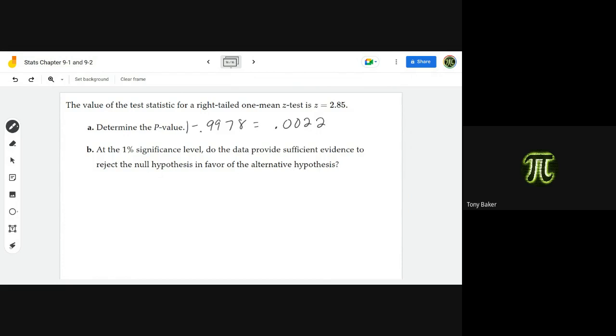No. So we got this. So are we rejecting or not rejecting the null hypothesis if I want a 1% significance level? We're rejecting because 0.0022 is less than 0.01. So we reject.